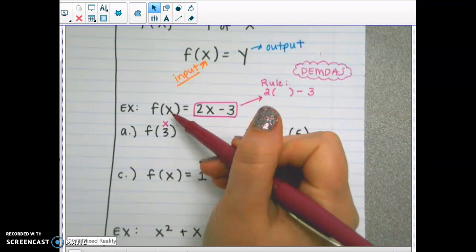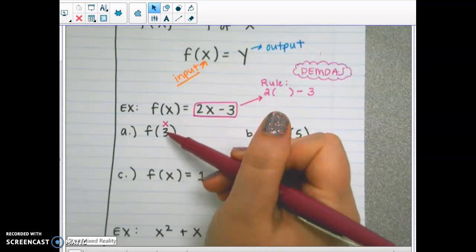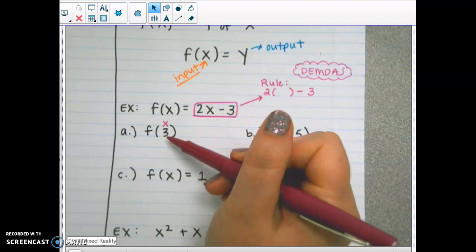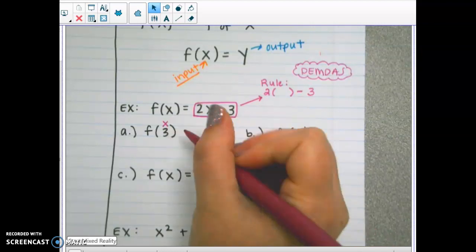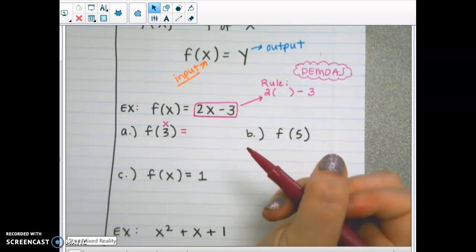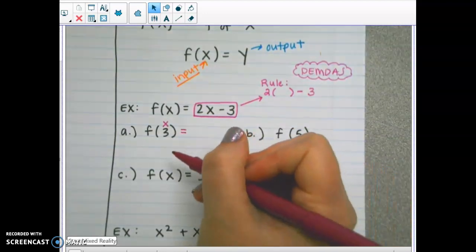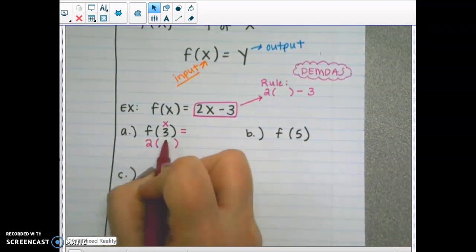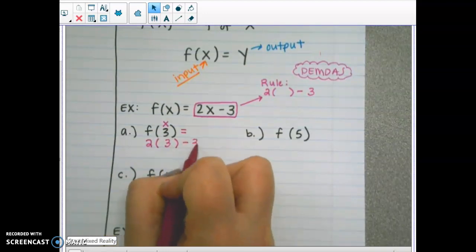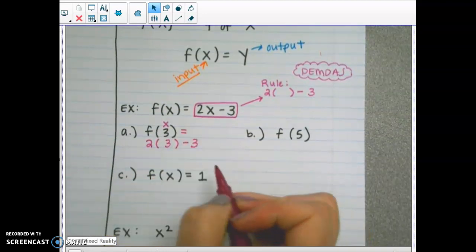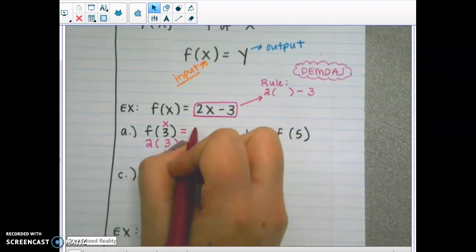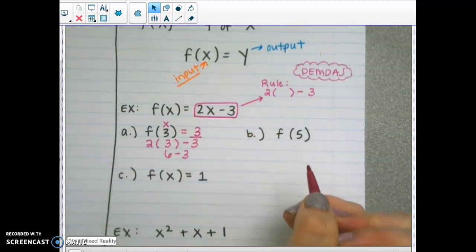See how in the original rule there was an X in parentheses? Well, now that I've put 3 in the parentheses, basically I'm trying to tell you to take all the X's that were in the rule and replace them with the number 3, and then tell me what you get. So you're supposed to have an answer that is the output because you're plugging in 3. So my rule is 2 times, in this case, 3 minus 3. So 2 times 3 is 6. 6 minus 3 is 3. So that's my final answer.